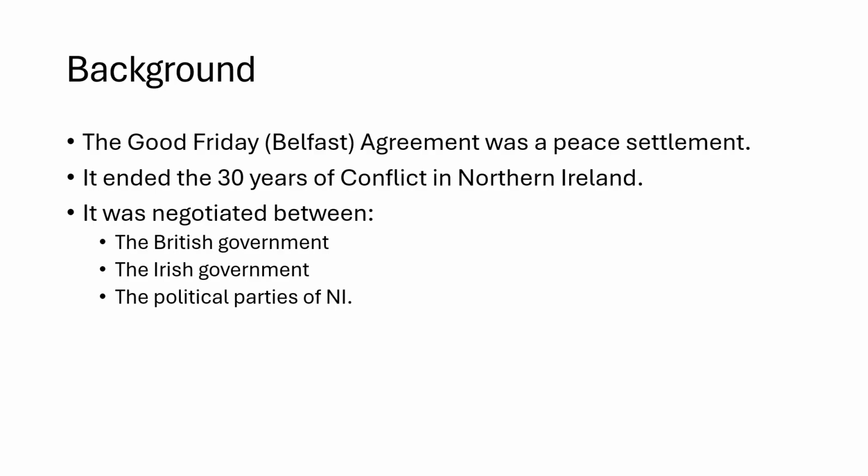And it was negotiated by 3 main groups: the British government, led by Tony Blair, the Irish government, led by Taoiseach Bertie Ahern, and the political parties of Northern Ireland. So that's your DUP, Sinn Féin, SDLP, UUP, Alliance, etc. They're the 3 groups that came together to reach this agreement, and they all had to agree between the 3 of them what the final agreement would look like. And that is obviously a big, tricky task.